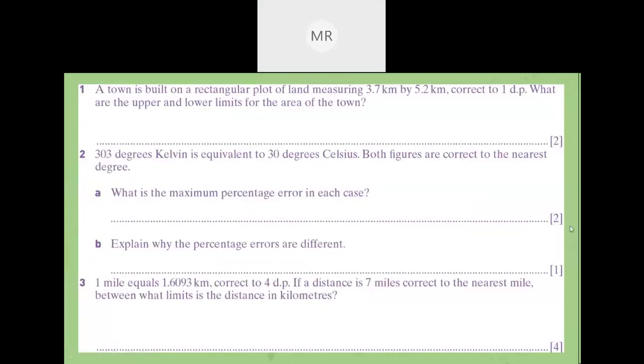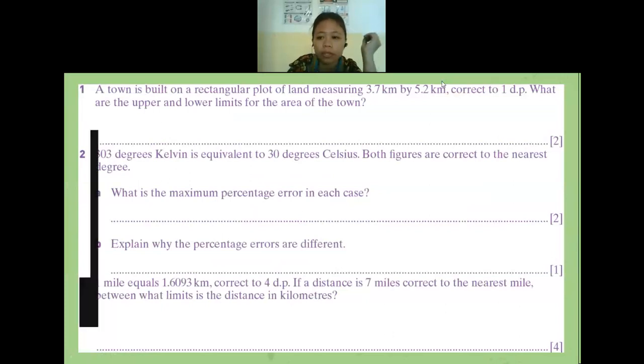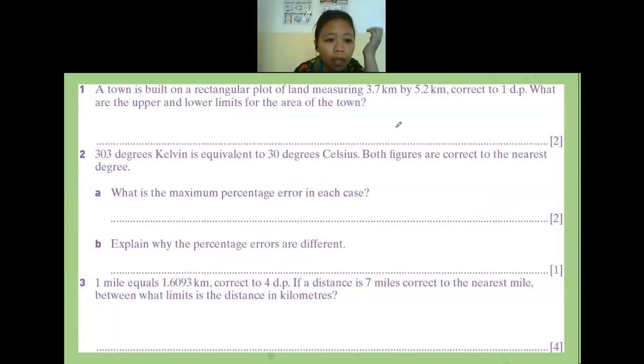Let's start from question one first. Is the slide already at the question in the workbook, or is this still the previous slide? Yeah. A town is built on a rectangular plot of land measuring 3.7 by 5.2 kilometers, correct to one decimal place. What are the upper and lower limits of the area of the town?